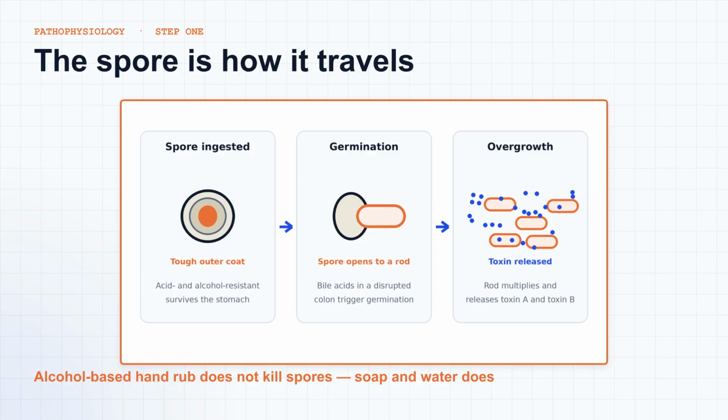In the middle panel, the spore reaches the colon and germinates. Bile acids in a disrupted colon are the trigger. On the right, the vegetative rod multiplies and begins releasing toxin. The spore is how it travels. The rod is how it does damage. One more consequence of the spore: it survives on surfaces for months, which is why environmental cleaning with a sporicidal agent matters as much as hand hygiene.